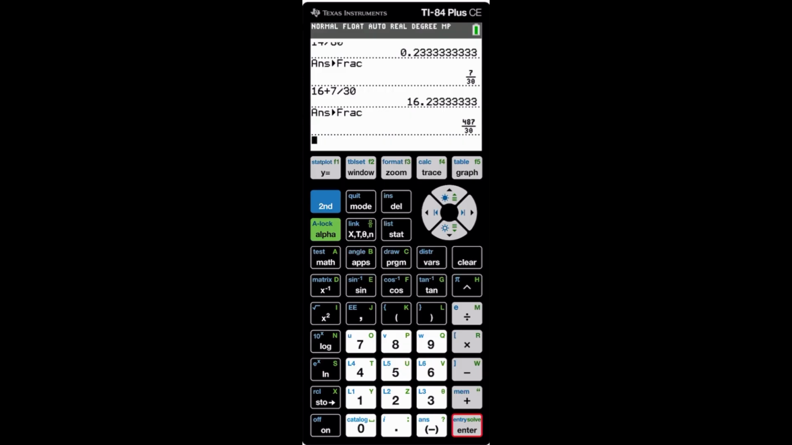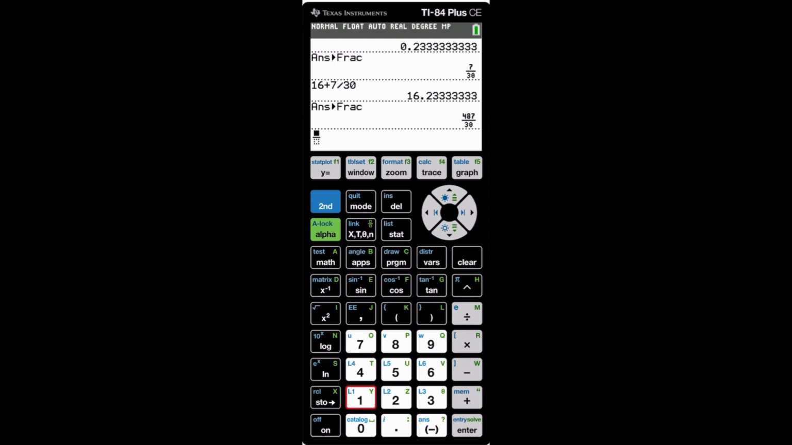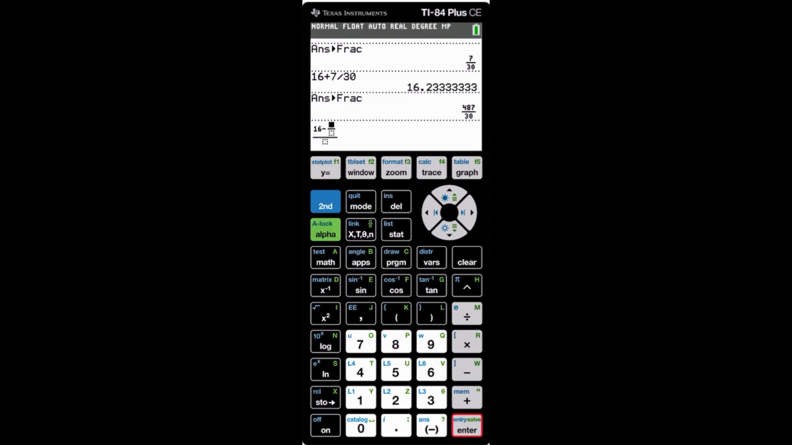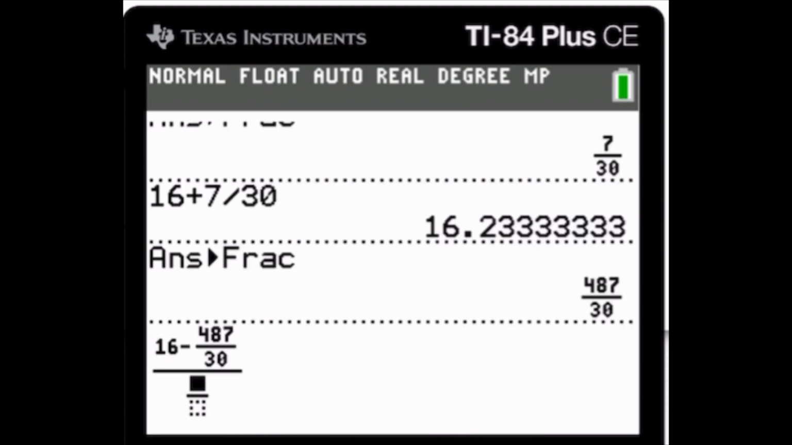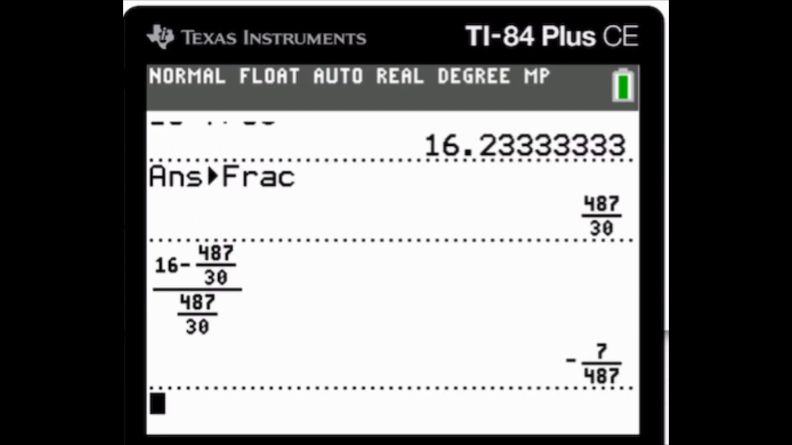In your calculator, you can go to alpha y equals, and I know that there's some other ways that students find the ability to put this as a fraction so you don't make mistakes. And you're going to put 16 minus, and again, you're going to put this in a fraction form. So 487 over 30, and you're going to divide that by 487 over 30. So you're going to figure out this entire answer, and you're going to multiply this by 100.